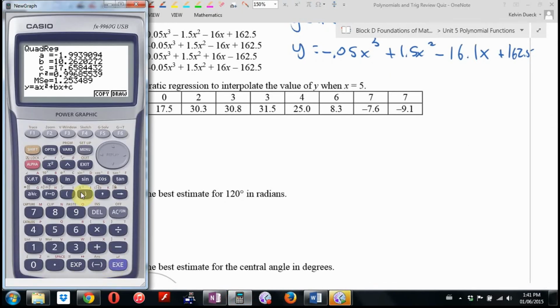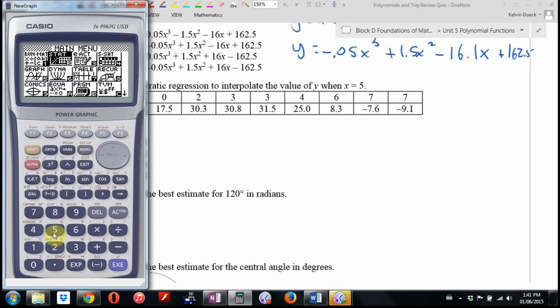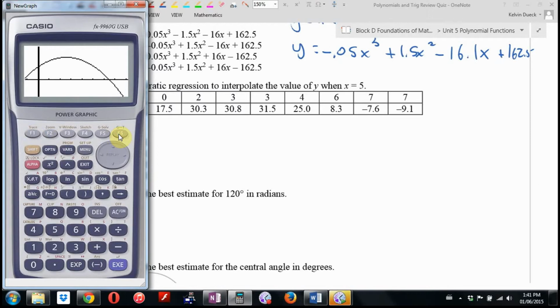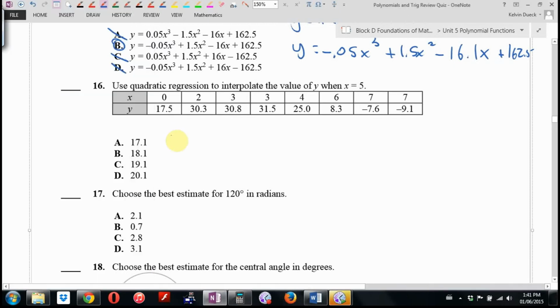Make that a bit bigger. There we go. Menu, graph. Hey, there it is. I wonder if it's already got a good window. Oh, forgot to turn the graph on. Turn it on. Draw. Does it work already when x equals 5? G-solve. Do a y calculation when x equals 5. Oh, it worked already. Looks like x equals 19.1.